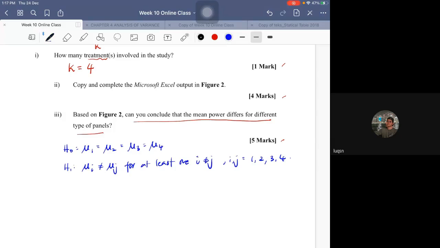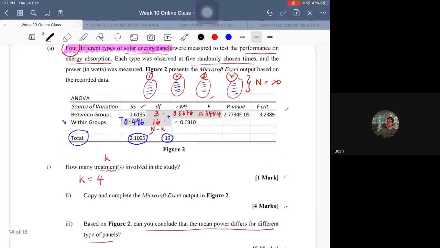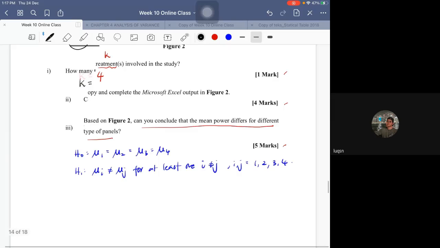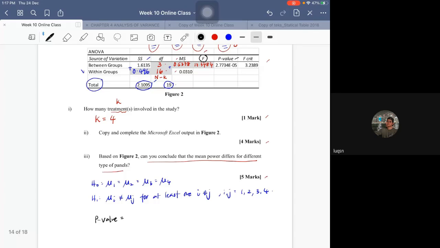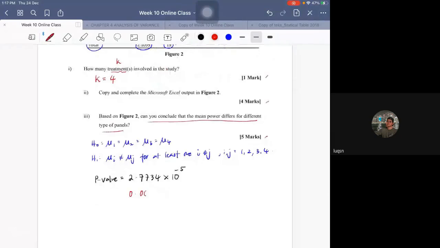Okay, so now I'm going to start doing the test. But as I mentioned to you before, if I get to pick between the F statistic and the p-value, I'm definitely going to pick the p-value because I don't have to bother doing the comparison with the critical value. So I'm just going to write down my p-value. For this case, the p-value is going to be a very, very small p-value, which is 2.7734E-5. The exponential actually means 10 to the power of -5. So basically, this is a value of 0.0000277. So 1, 2, 3, 4, 5. It is being shortened as 2.77 times 10 to the power of -5.